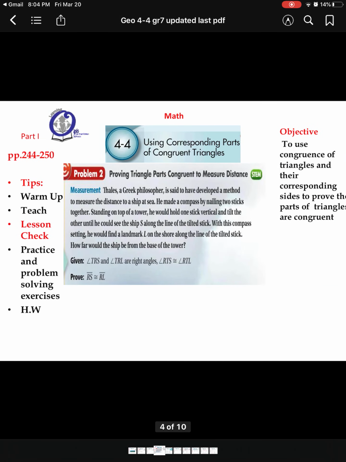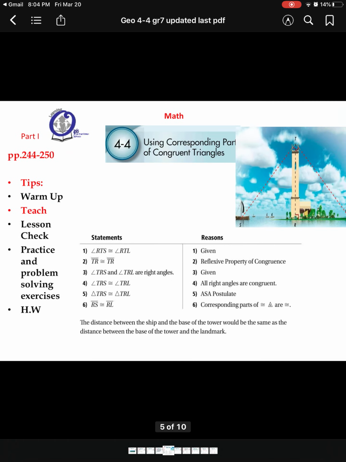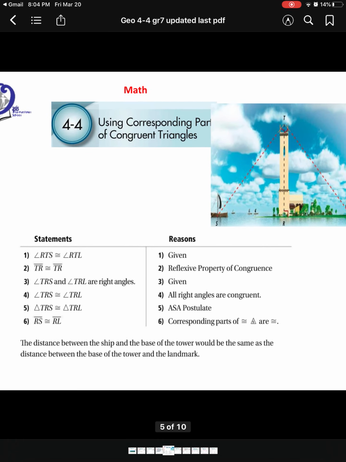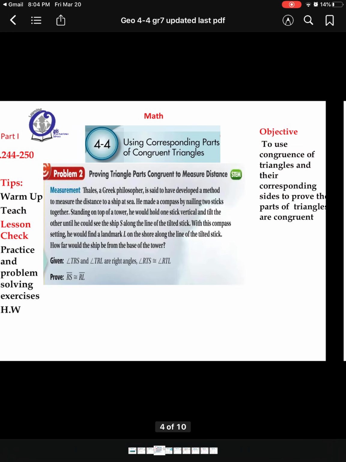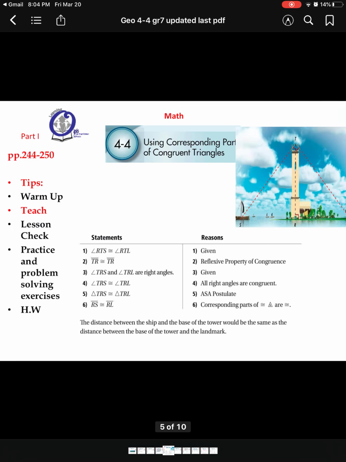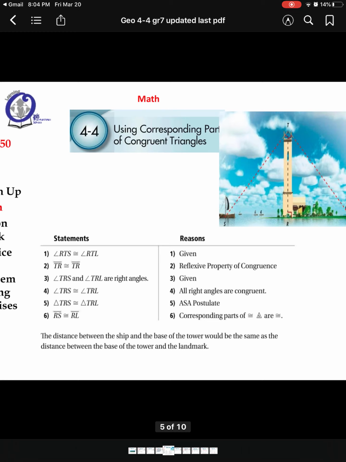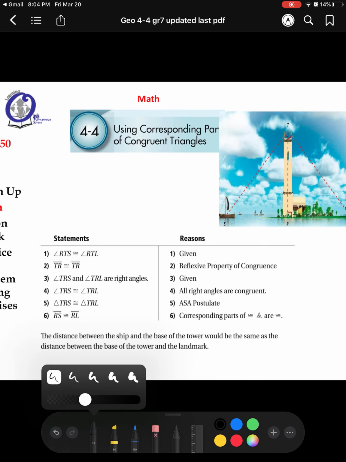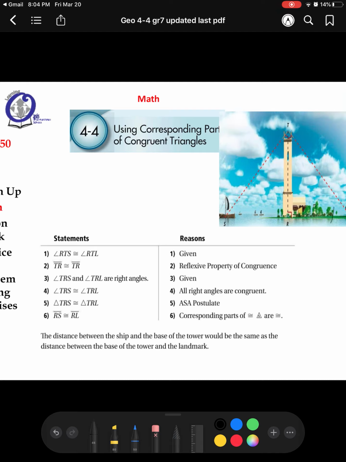Here, problem number 2, it's a word problem. They're talking about a Greek philosopher. He developed a method to measure the distances to a ship at sea. He made a compass. This is the drawing in here. Okay. He wants us to prove that RS is congruent to RL. Here is L. It's not very shown in the drawing.